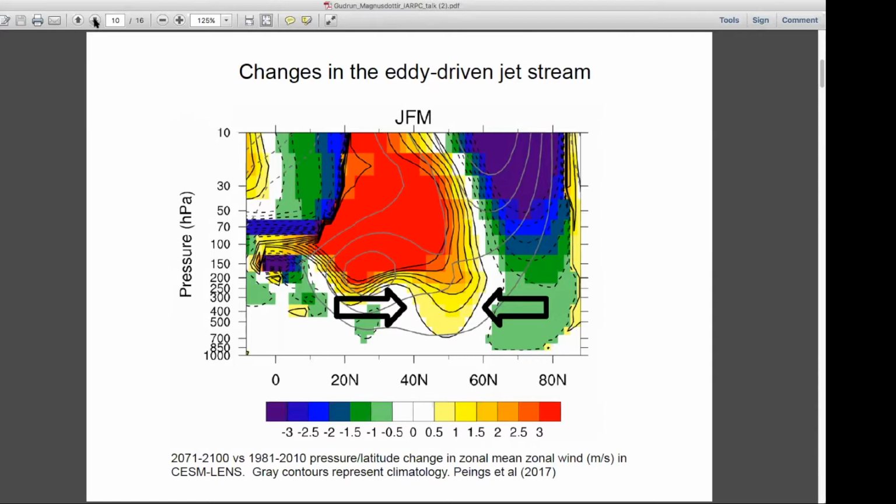It's a very interesting signal because that would correspond to less waviness. If you have a stronger jet, that would indicate less waviness. So again, this is comparing the last 30 years of the century to the first 30 years. So the question is, when does this effect kick in? Next slide, please.